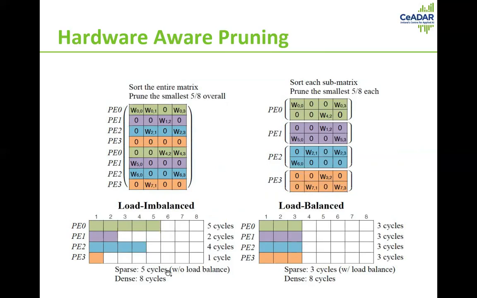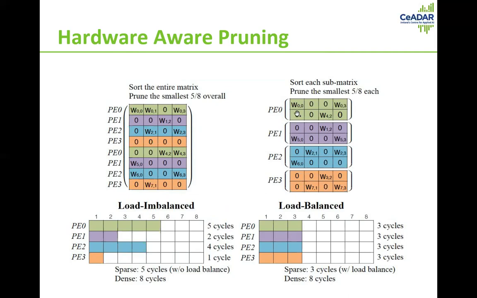So when you prune, you have actually sped up your model. A dense model would have taken 8 cycles to do this whole multiplication, but your pruned model will just take 5 cycles. But you can do better than this.